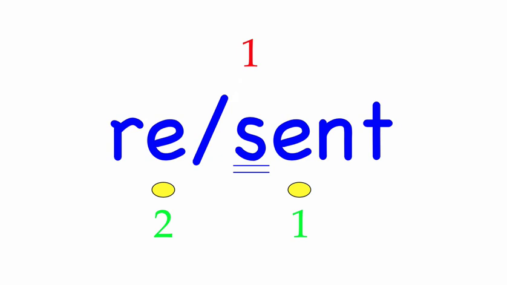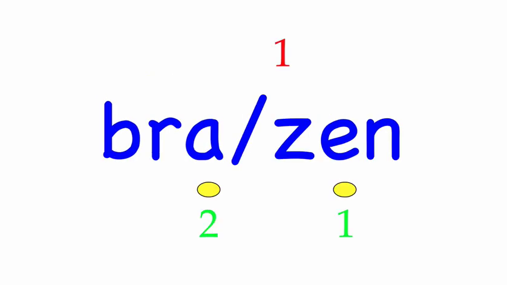Brazen. His action was brazen. Brazen. First syllable bray, three sounds. B, R, A. Zen, three sounds. Z, E, N. Brazen. Mark the word.